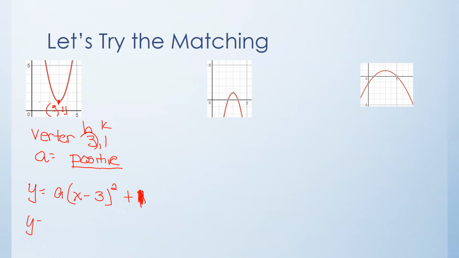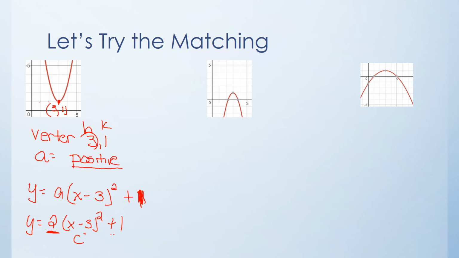So C was y equals 2, x -3 squared plus 1. And you may say, well, how did you get 2? Well, it was actually just the process of elimination. I knew A had to be positive, and I knew the vertex was 3, 1. And the only one that meets that criteria is C and F. But F has a negative A, so that disqualified it. Okay? Let's do the next one.